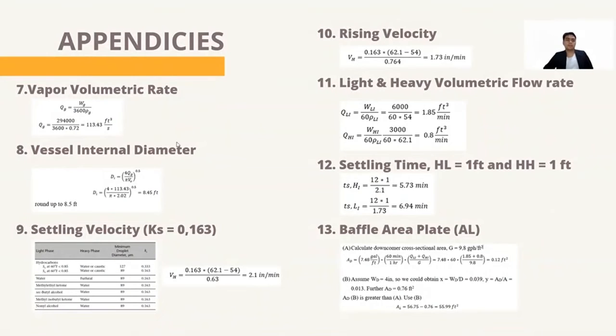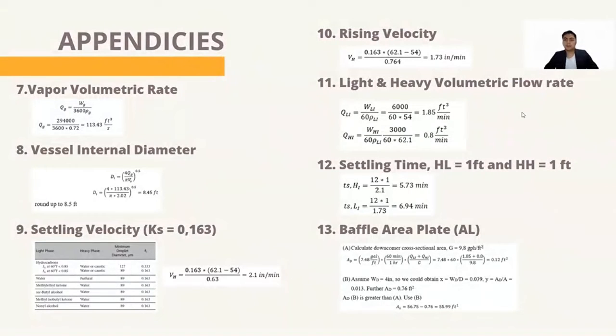And then we determine the vessel internal diameter. We get the value 8.45 feet, but we round up to 8.5 to ease the calculation. And then we get the settling velocity. Based on the table, we use K equal to 0.163, and we get the settling velocity. For the rising velocity, we use the same equation as the settling velocity. We get 1.73 inch per minute.